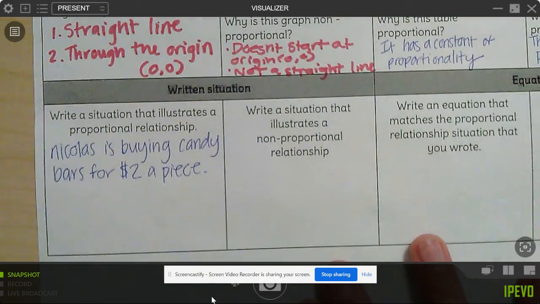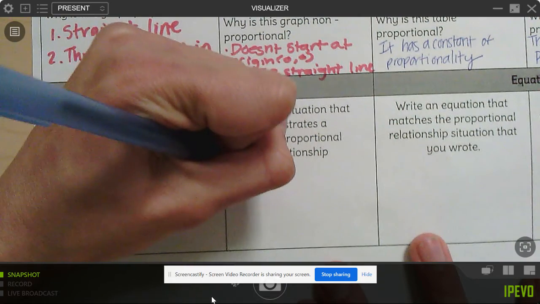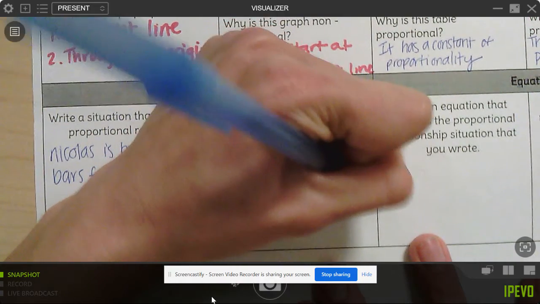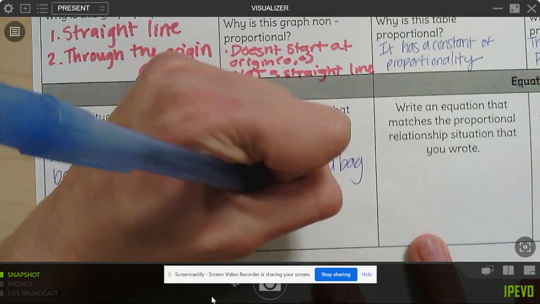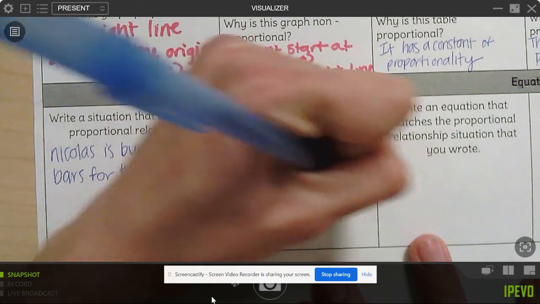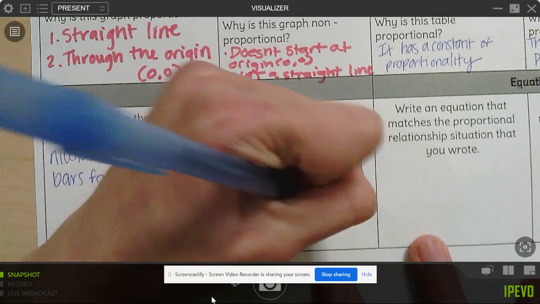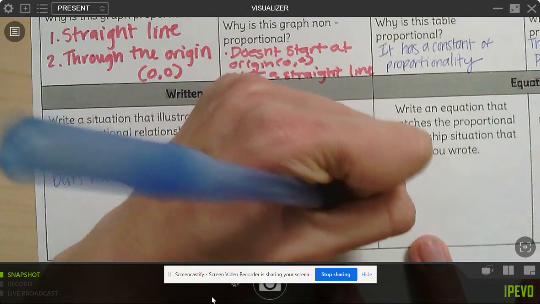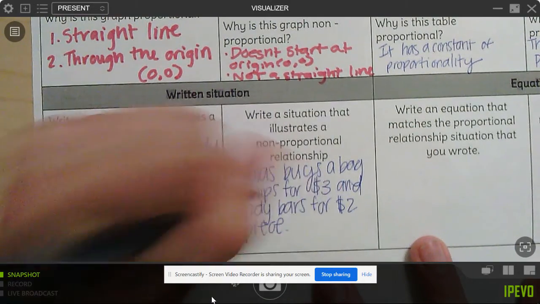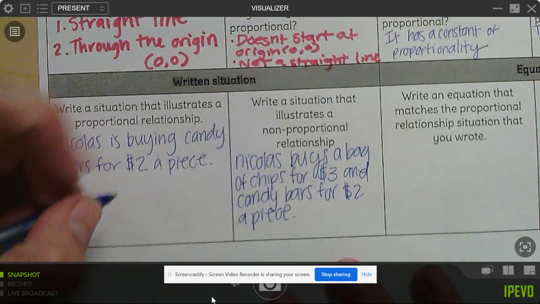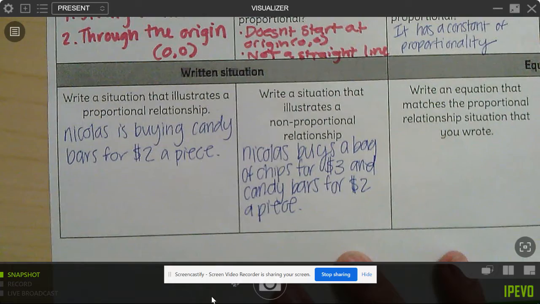Whereas a non-proportional relationship could be Nicholas buys a bag of chips for $3 and candy bars for $2 a piece. That's non-proportional because we would have 3 plus 2 times the number of candy bars. So that's non-proportional. Remember, proportional relationship situation has to be a constant multiple or has to have a constant of proportionality.